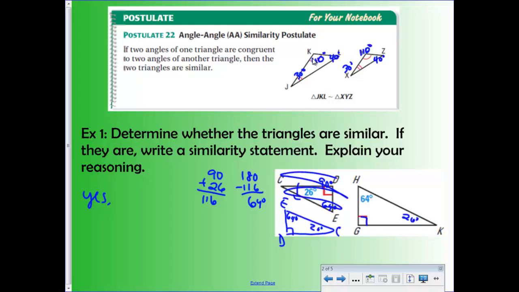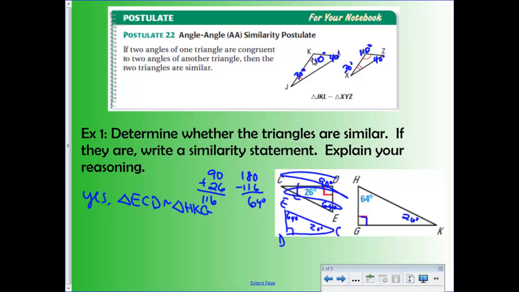So what's my similarity statement look like? Triangle, however you want to name it, ECD is similar to triangle HKG. Nice job. So that if I go 64, 26, 90, I go 64, 26, and 90 again. So that E and H match up, C and K, and then D and G match up. So, one more time. Are they similar? Yes. Write your similarity statement. We did. Explain your reasoning.